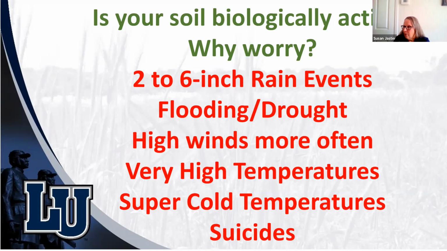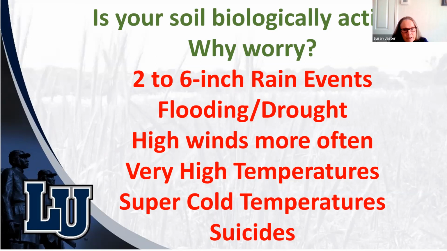And we know now, according to weather reporting, meteorologists and things like that, that we're going to see more of these 2 to 6 inch rain events. It's going to be more and more common. So if we have biologically active soil, we have fewer problems with this. There's, you know, flooding and drought. Usually, as we watch here in the Midwest, if we have a lot of flooding, then we seem to go right into drought after that.